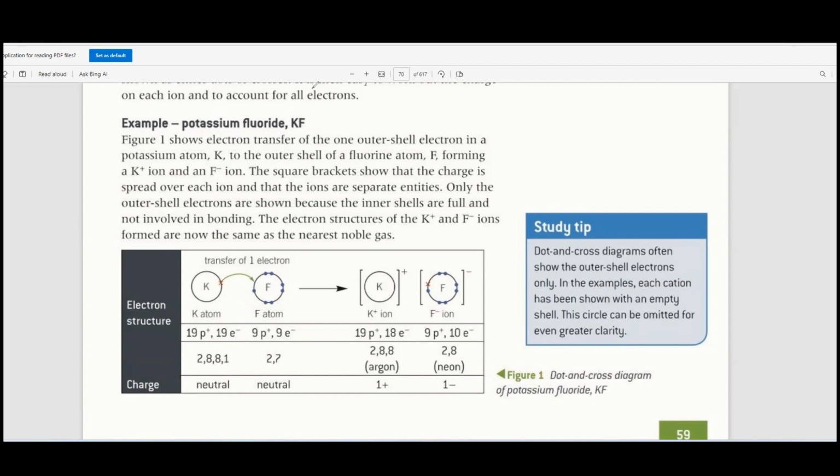Figure 1 shows electron transfer of the outer shell electron in a potassium atom, K, to the outer shell of a fluorine atom. You already know that the electron will go from a metal to the non-metal, forming a potassium positive ion and an F negative ion. The square brackets show that the charge is spread over each ion and that the ions are separate entities. Only the outer shell electrons are shown. The inner shells are full and are not involved in bonding. The electron structures of the potassium positive and fluorine negative ions formed are now the same as the nearest noble gas.